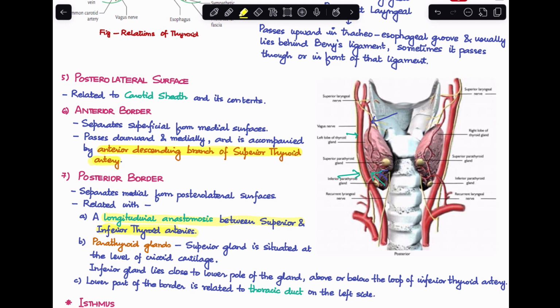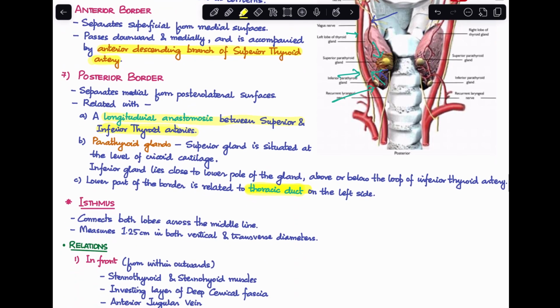As I've mentioned before, the parathyroid glands lie in between the true capsule and the false capsule of the thyroid gland. So here you can see again in the image the superior parathyroid gland and the inferior parathyroid gland. The superior gland is located at the level of cricoid cartilage, and the inferior one lies close to the lower pole of the gland. And the third relation of the posterior border is the lower part of the border is related to thoracic duct on the left side. So these are all the parts of the lateral lobes of the thyroid gland.